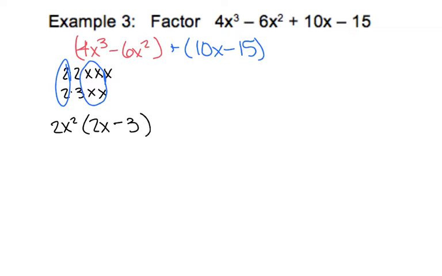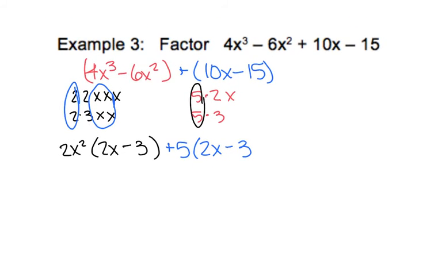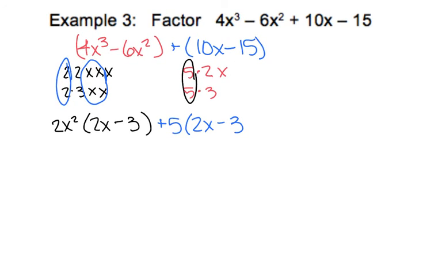And let's see for the second one, 10x. All right, 10, 5 times 2, and an x, 15, 5 times 3. See, they have 5's in common. So we get 5. And what's left over is 2x minus 3. Again, I just kept the symbol the same here. I didn't take it out this time. Just showing you both ways that you can approach these problems.